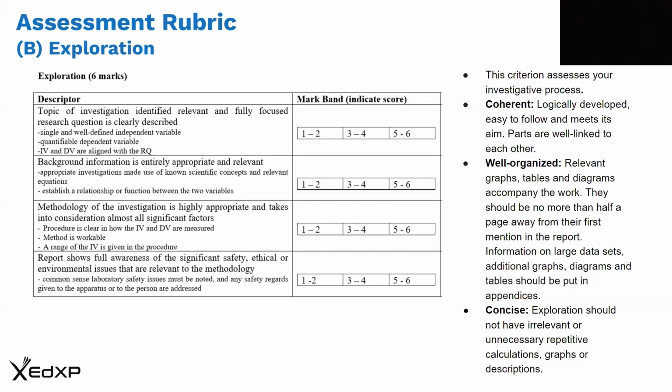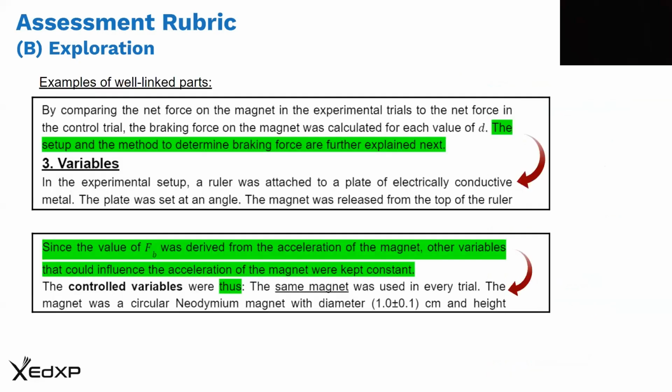The report should be concise. Your exploration should not have any irrelevant or unnecessary repetitive calculations, graphs, or descriptions. Here are a few examples of well-linked parts. You should anticipate what your reader will be thinking or wondering about and address it in a way that leads on or links to the next part of your report.